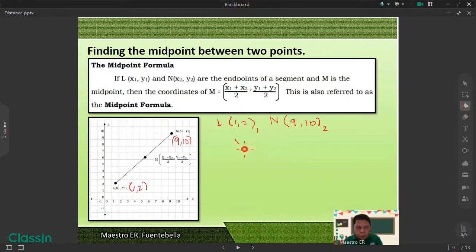So it means that our x sub 1 now is equal to 1 and x sub 2 is equal to 9, while y sub 1 is equal to 2 and y sub 2 is equal to 10. So using the midpoint formula, the midpoint formula says that it is the coordinates of x sub 1 plus x sub 2 over 2 and y sub 1 plus y sub 2 over 2.